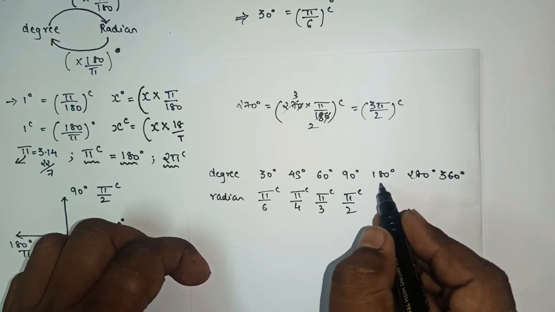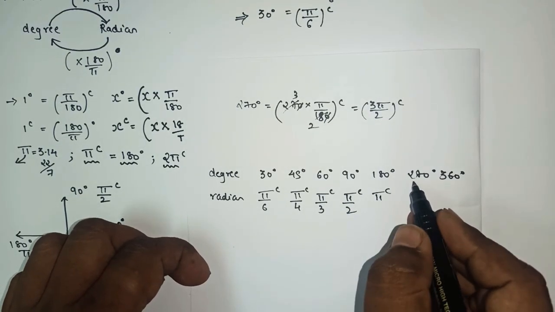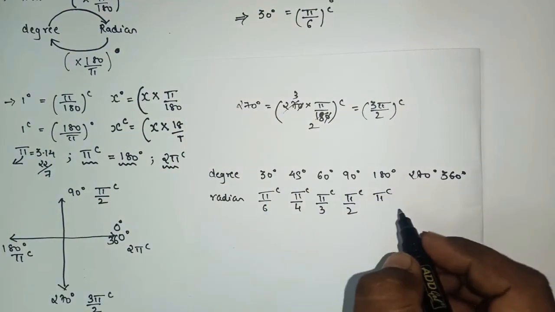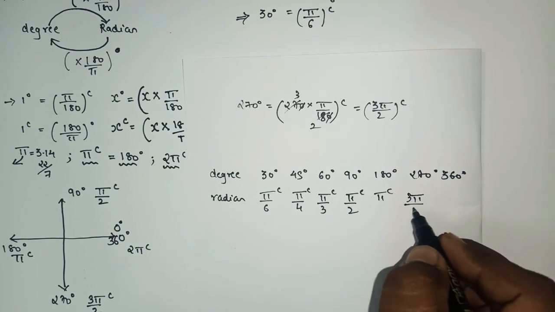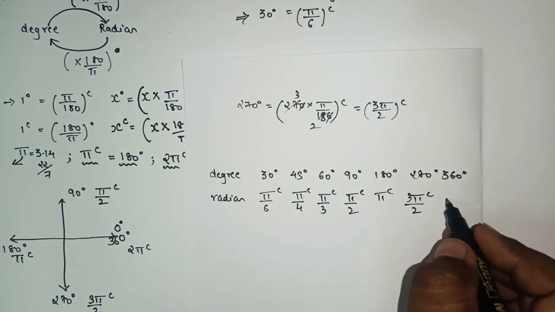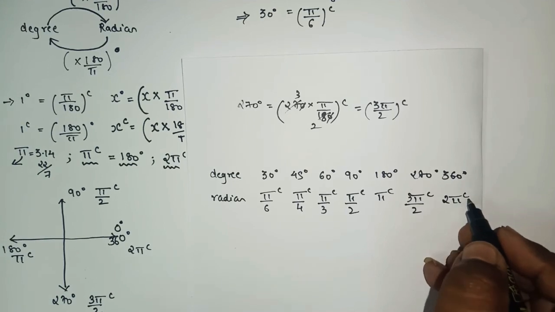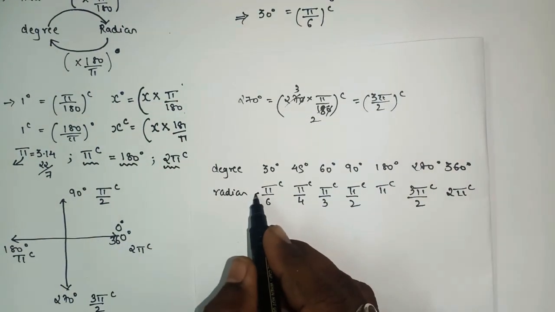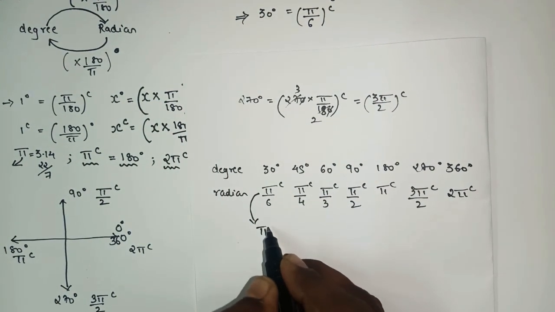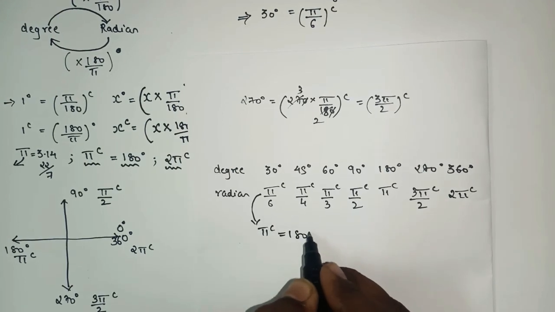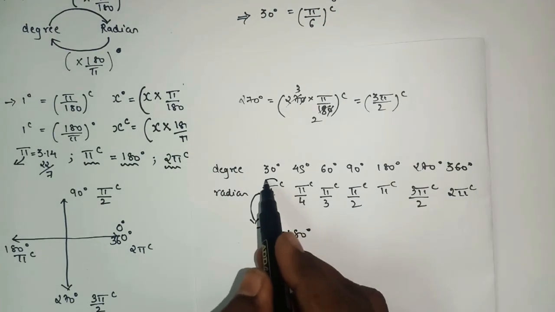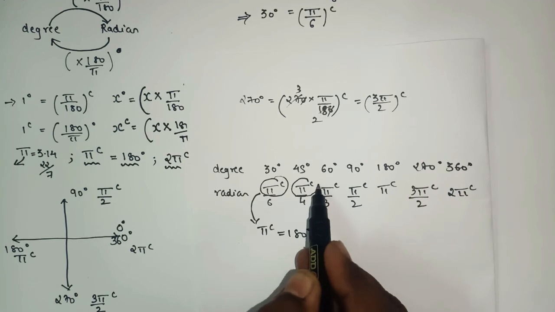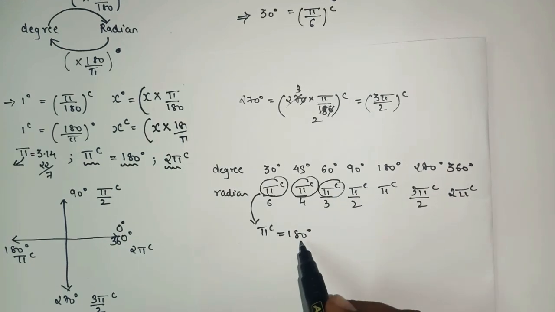180 we can read as pi. 270, just now only we saw, that is 3 pi by 2, and 360 we can write as 2 pi. It is very simple. See here, what is pi c? That is 180 degree, yes or no? If you replace this pi c everywhere by 180, you will get the answer.